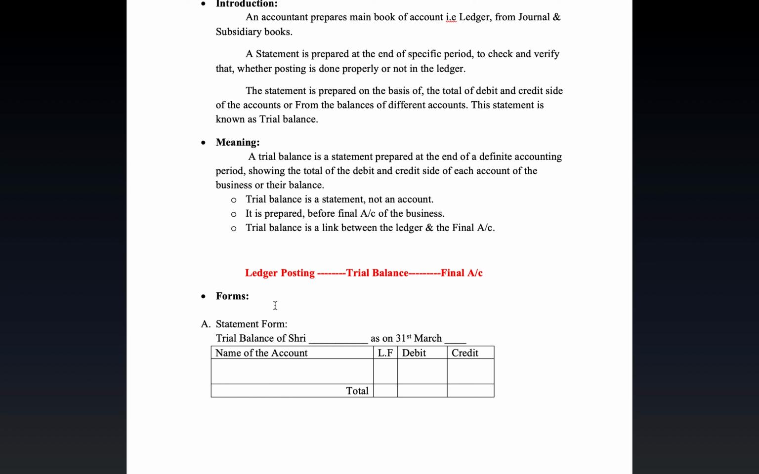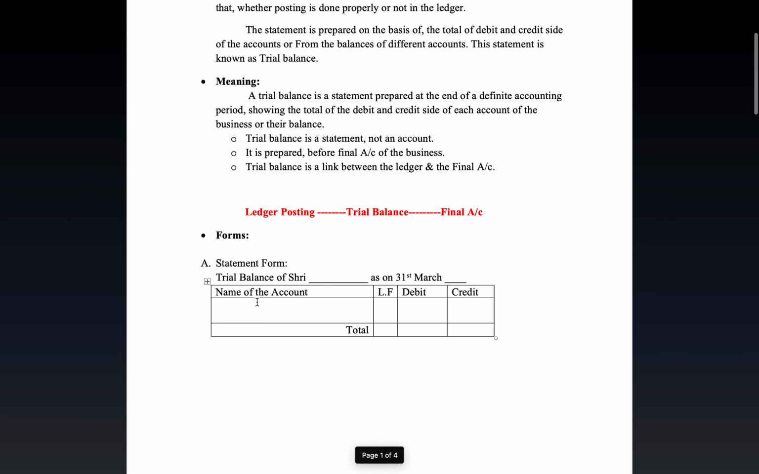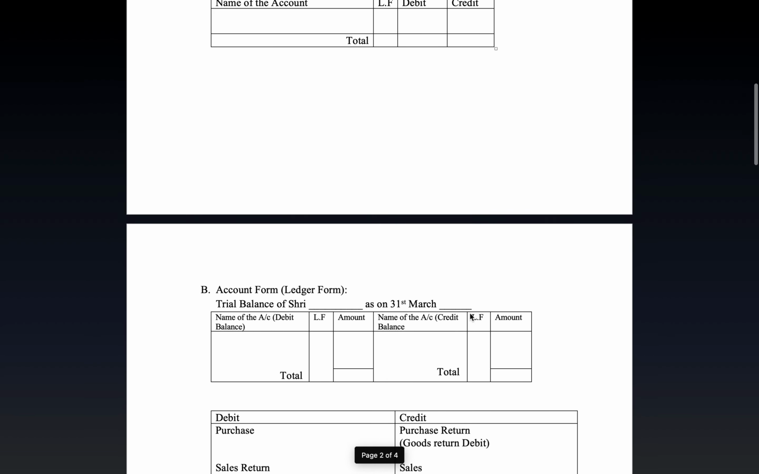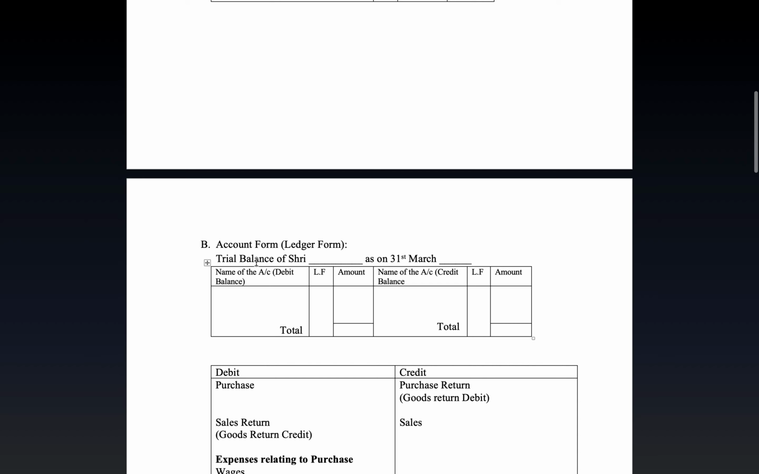Now here I will also show you that there are two forms of trial balance. One is the statement form, which looks like this, where we have to put a title like trial balance of Shri, whichever name is given in the question, as on 31st March at the end of whatever year is given in the question. Name of the account, ledger folio, debit and credit. This is the statement form, and another one is the account form. That is another specimen of trial balance.